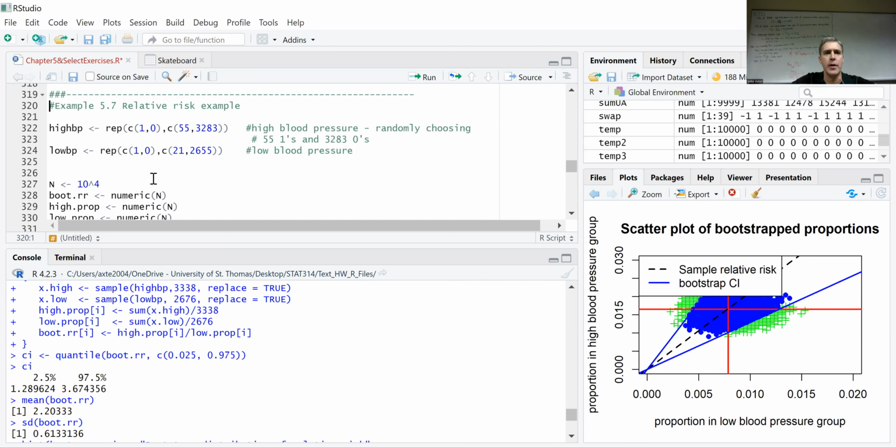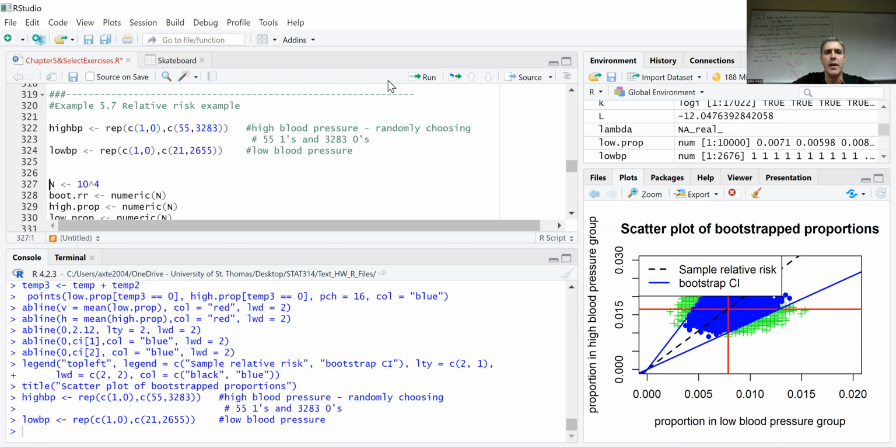So what I'm going to do is I'm going to randomly select 55 out of 3,283 people to receive a 1. The rest will be zeros, and 1 will mean dead. Okay. And I'm going to do the same thing with 21 by 2,655. So that's going to be to set the initial sample, right? So just run that.